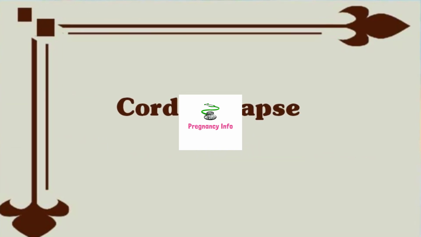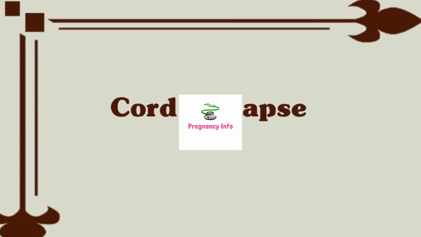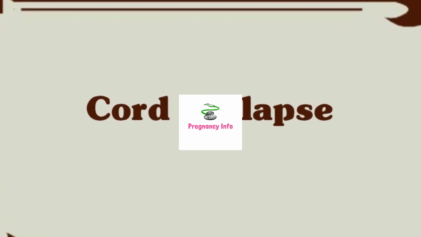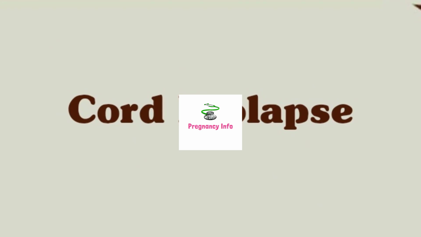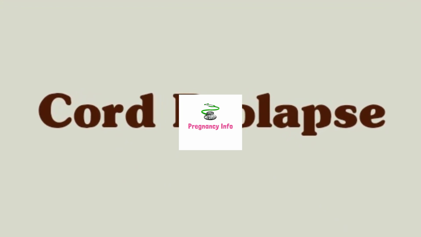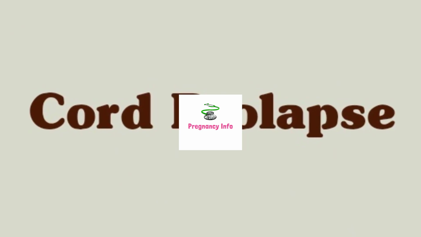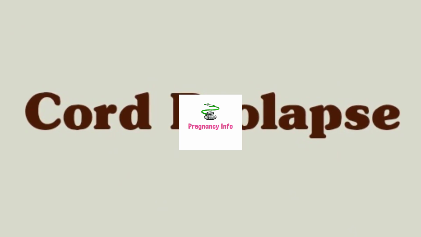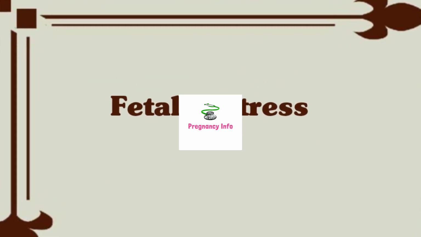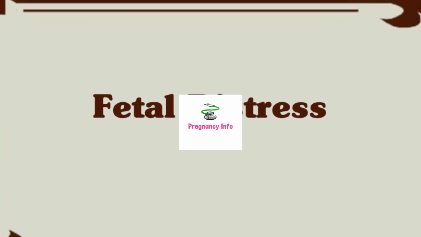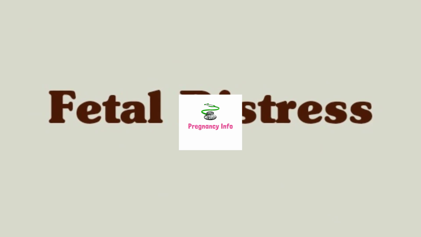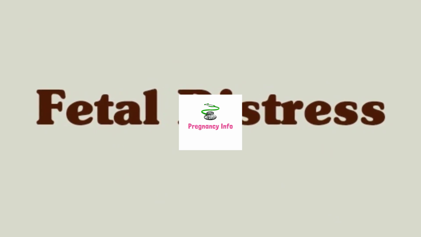Cord prolapse. This situation doesn't occur often, but when it does, an emergency cesarean is performed. A cord prolapse occurs when the umbilical cord slips through the cervix and protrudes from the vagina before the baby is born. When the uterus contracts, it causes pressure on the umbilical cord, which diminishes the blood flow to the baby. Fetal distress. The most common cause of fetal distress is a lack of adequate amounts of oxygen delivered to the baby. If fetal monitoring detects a problem with the amount of oxygen that your baby is receiving, an emergency cesarean may be performed.